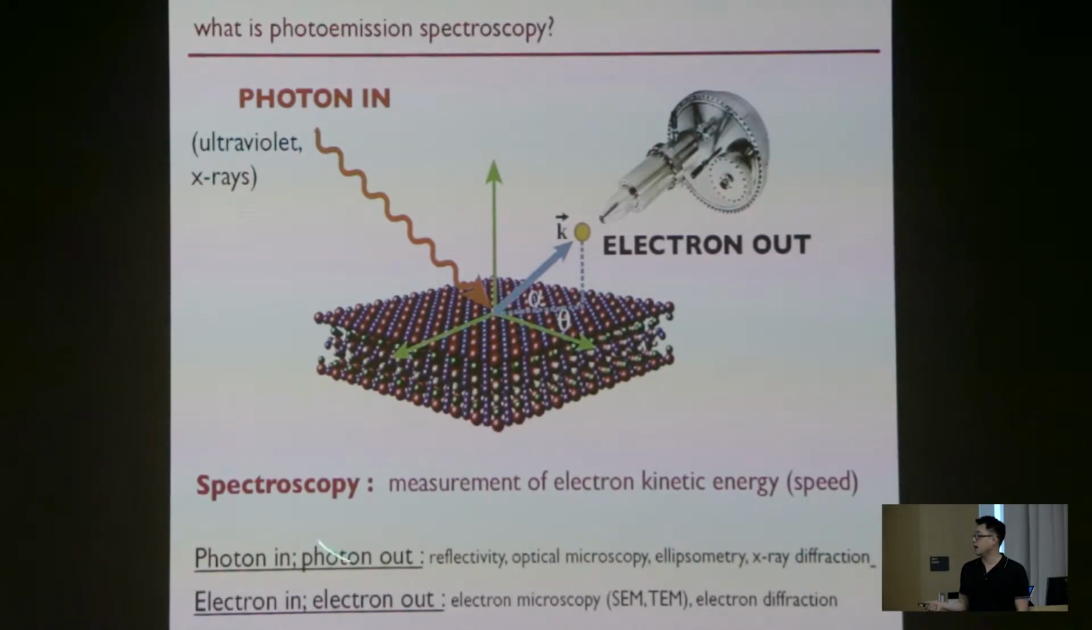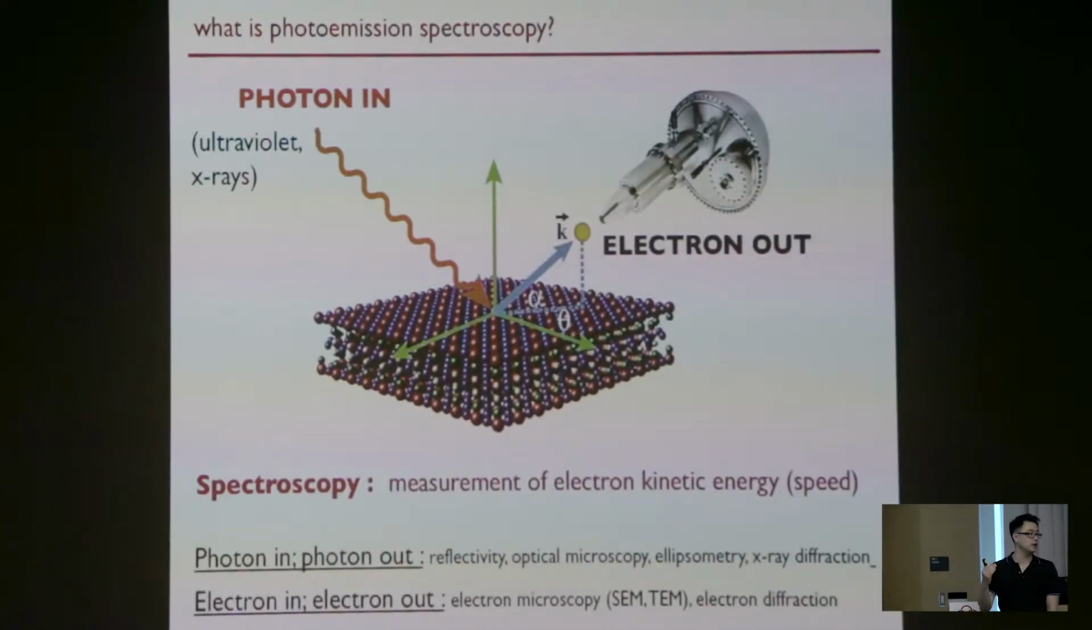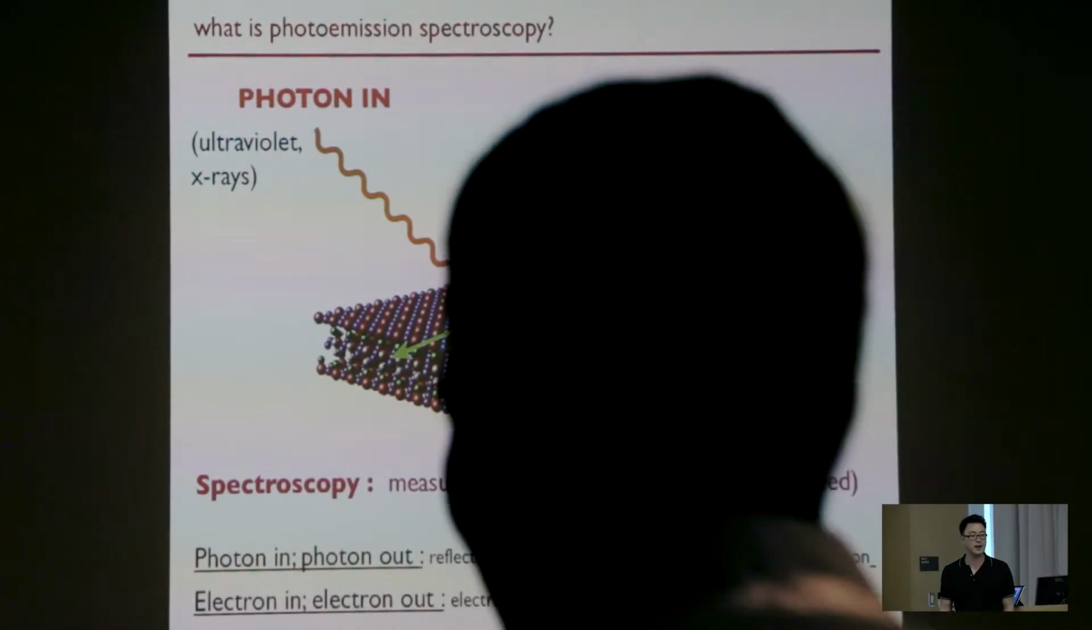When I say spectroscopy, what that really means is simply that it's an energy resolving technique. In this case, we're measuring the kinetic energy of the electron, and that gives us the energy resolved information. So when you see spectroscopy, it just means energy resolved. I'll contrast that with things many of you are familiar with, like Raman spectroscopy, optical spectroscopy, ellipsometry, and X-ray diffraction. Those are photon in, photon out. Electron in, electron out are things like electron microscopy.